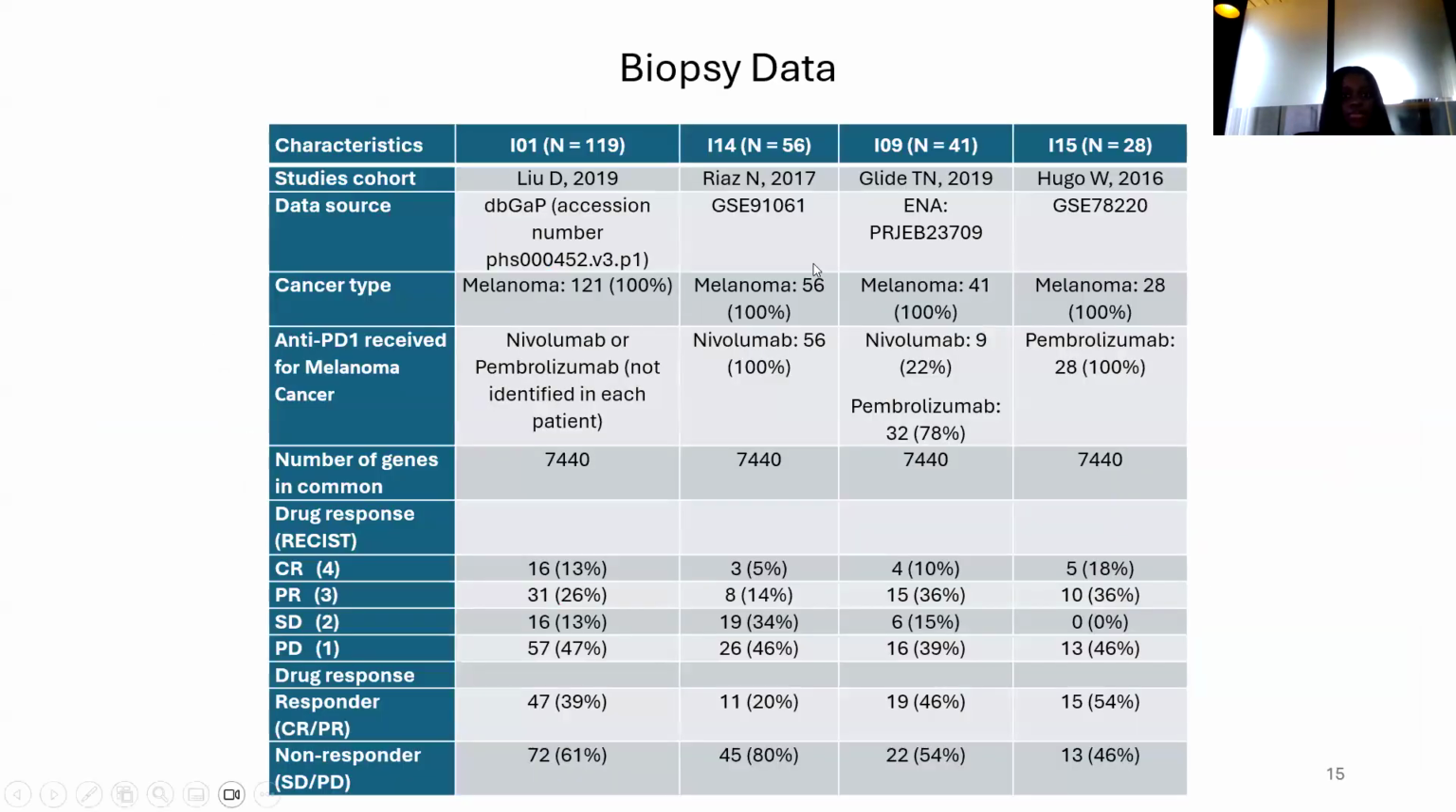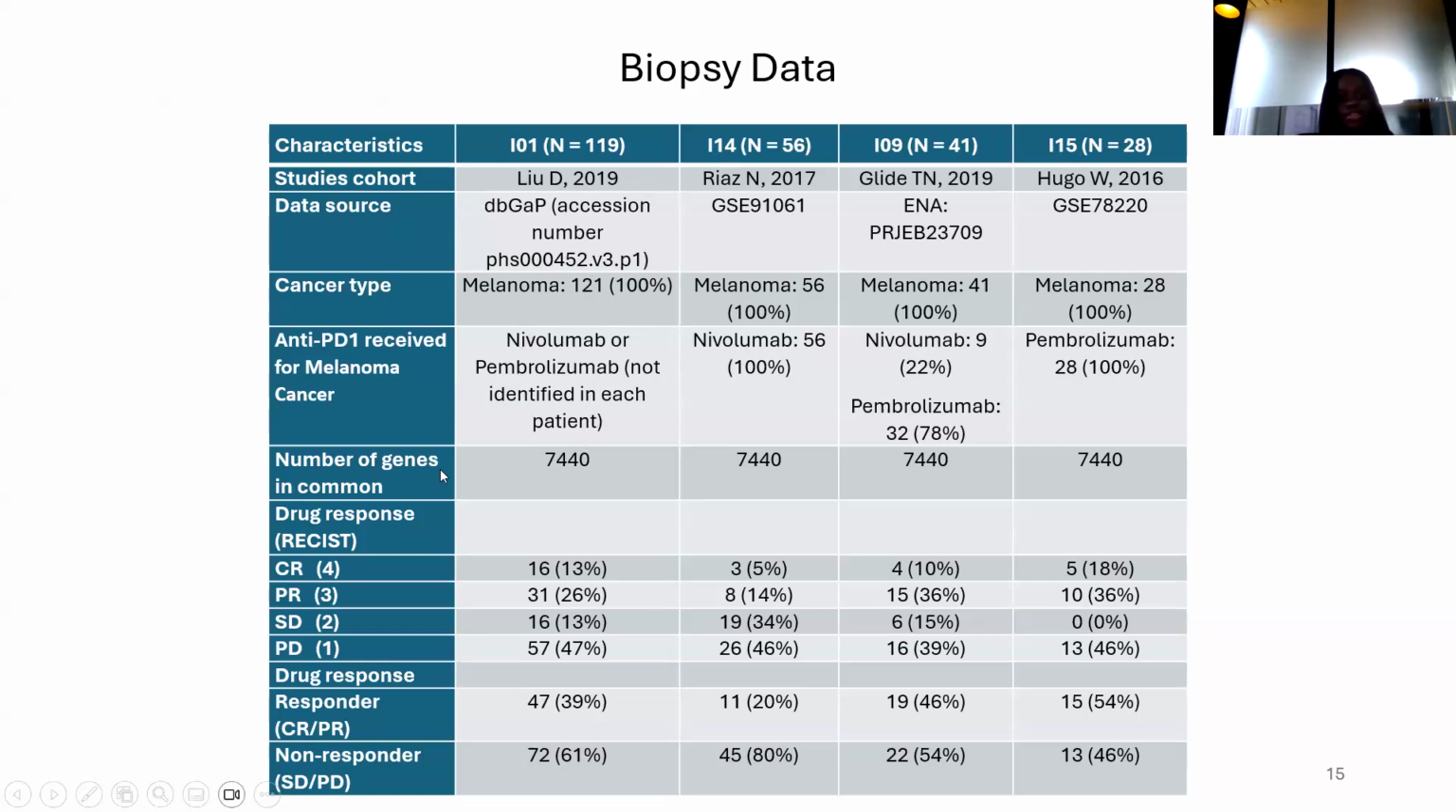Okay, and then this is a table showing different data sets that I have used. And this here is just like code names for the different data sets. So it's like immunotherapy 1, immunotherapy 14. And these are just the papers that they came from. And the cancer types, they're all from patients who have melanoma. My biggest data set at the moment is 121 patients. And here it says which drug they received, whether it was nivolumab or pembrolizumab. These are both anti-PD-1.